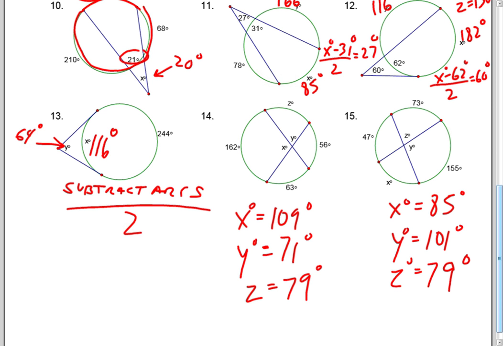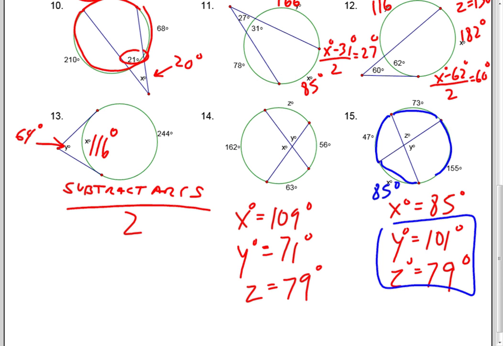You are going to have 50 problems on this test. My guess is that you'll get them done within less than an hour. You're going to have plenty of time to check. If you write down 85 here, double check yourself. All of these should add up to 360. If you get 2 angles that are next to each other, like 79 and 101, they should be a linear pair. Double check on this test.